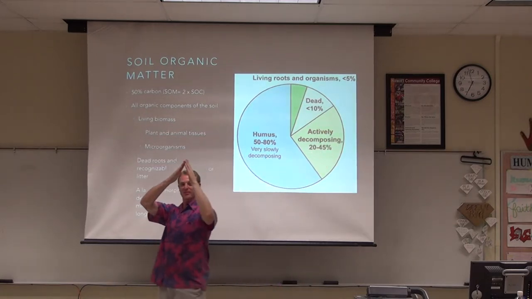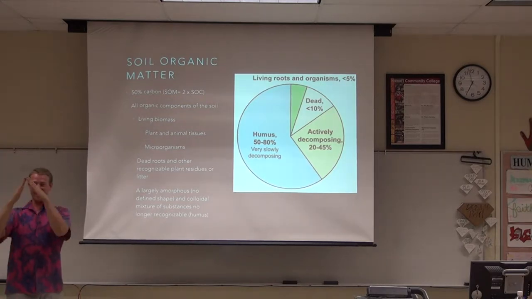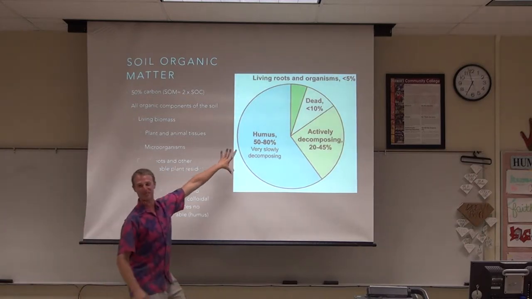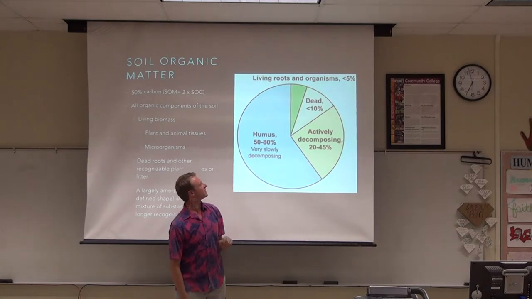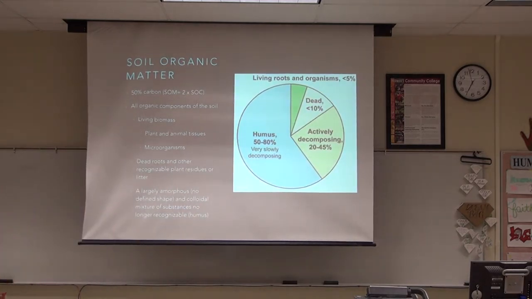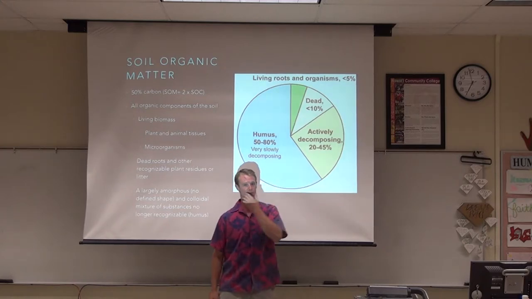So, soil organic matter, right? Living roots and organisms. This is all of soil organic matter. Remember that wedge on the pie chart? Microbes is 1% of the total 100%, but soil organic matter is 5% of the total 100%. So this is 100% of the organic material. 50 to 80% of it is humus, the end result of decomposition. 20 to 45% is actively decomposing material.